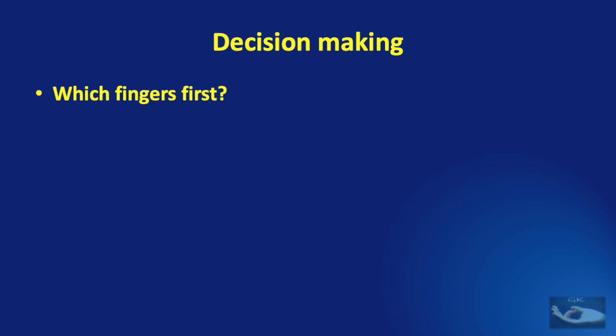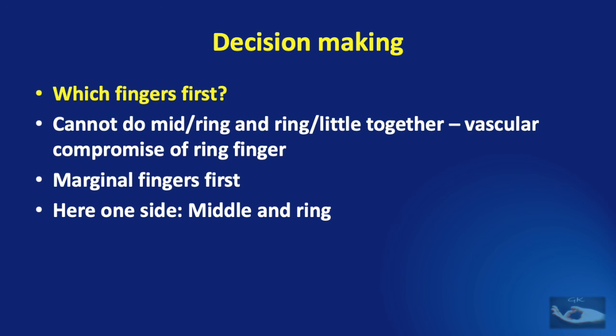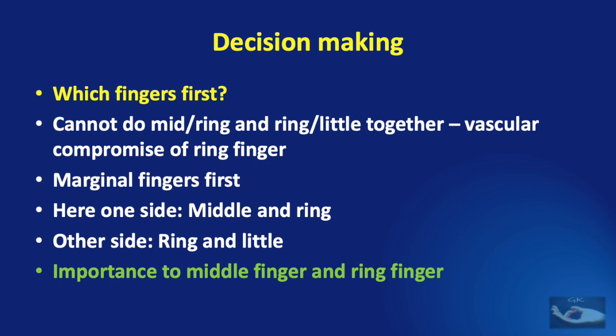Here, the middle, ring and little fingers are involved. We cannot do the mid ring and ring little finger release together because it may lead to a vascular compromise of the ring finger. Hence, we need to do the marginal fingers release first. Here, on one side we have the middle finger along with the ring finger. On the other side we have the ring and little fingers. To allow the middle finger to continue its growth potential, we can plan to release the middle and ring fingers first.